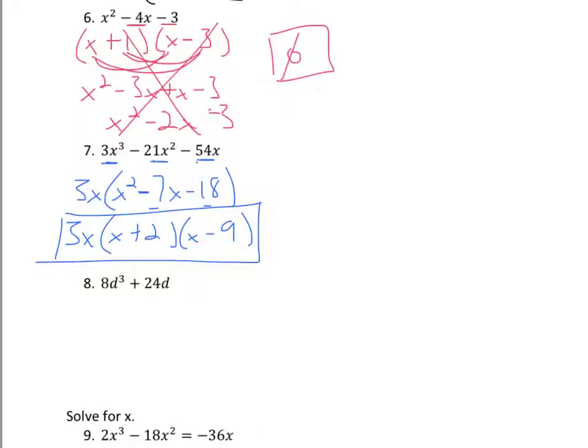Now number 8, once again, factor out the greatest common factor first. So I could take out an 8d from both of these. When I take 8d out of the 8d cubed, I'm left with d squared. And in the second one, I'm just left with a 3. Now, do we know how to factor d squared plus 3? No, we don't. First of all, they're not both perfect squares. And second of all, this is a positive. It'd have to be a negative in order for us to do the difference of two squares. So that's completely factored.